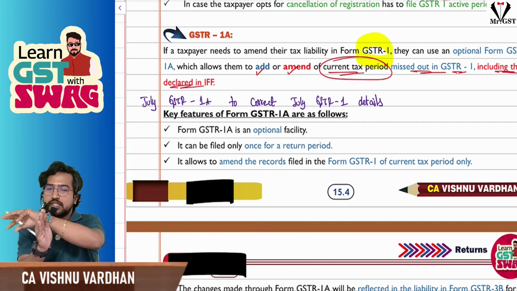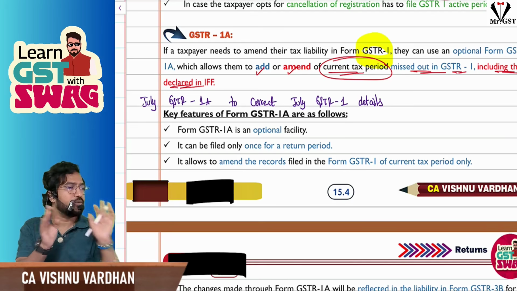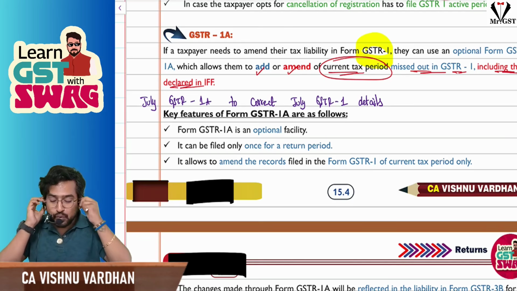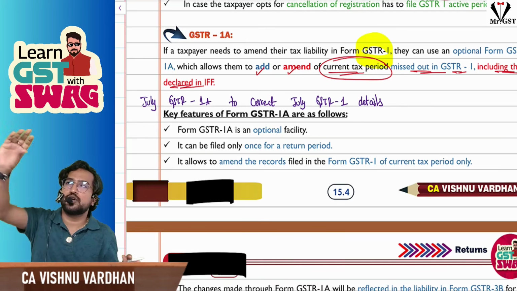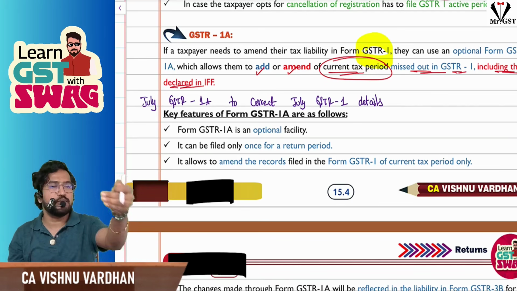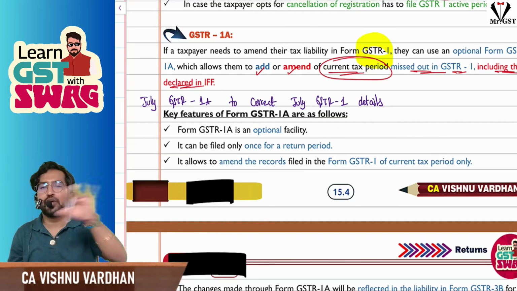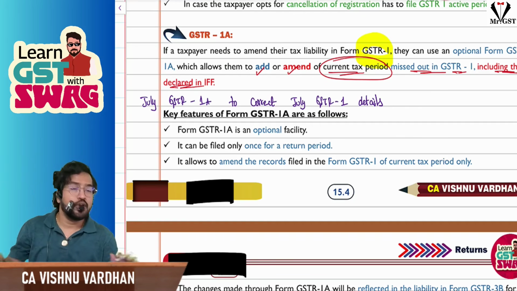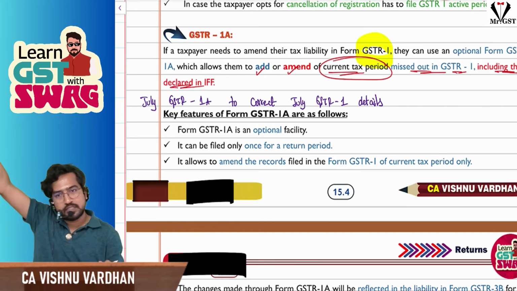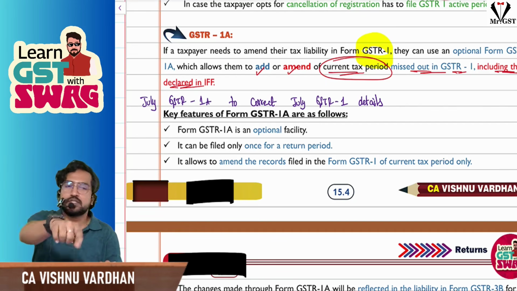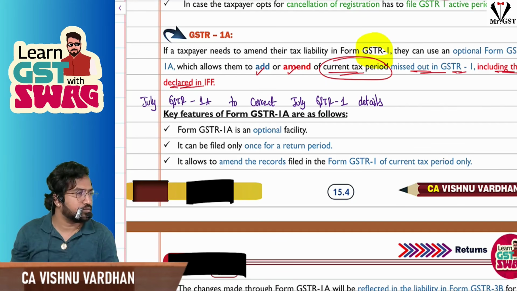For the GSTR 1 of the month you file immediately, corrections can be done in 1A. In July GSTR 1, you gave some information. That information you want to change now, you can use July GSTR 1A. Or if you want to add something also, you can add. Whatever you filed in previous GSTR 1s, this GSTR 1A will not help you. Clear, Amma?